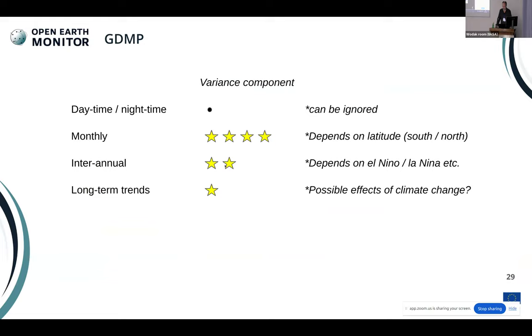The variation between years is much less, and also the long-term variation is probably not on the scale of what Copernicus has. 2014 to 2024, so now it's 10 years of GDMP. Maybe the long-term variation is not so big. The biggest component of variation is the seasonal variation. But because it's a global product, it now gets more complicated.